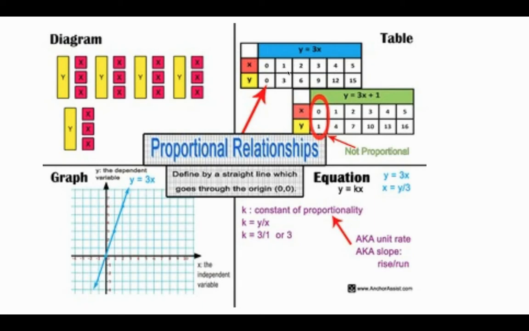And you might notice a little bit of a pattern as I was reading that. 1 times 3 is 3. 2 times 3 is 6. 3 times 3 is 9. 4 times 3 is 12. And 5 times 3 is 15. So you notice a relationship in proportional relationships, which is you can multiply something to x to get y.